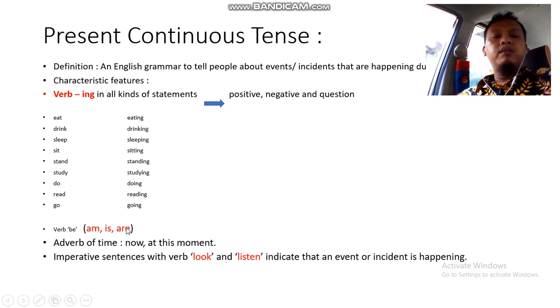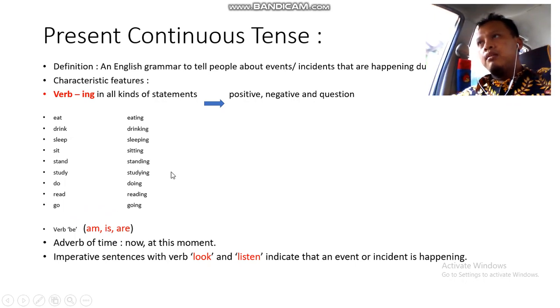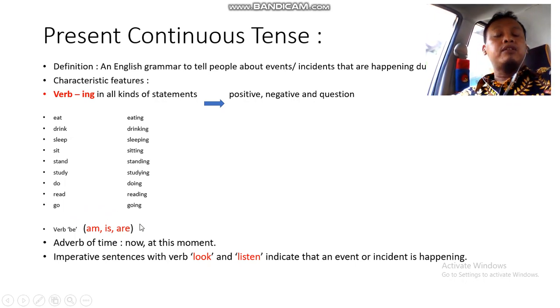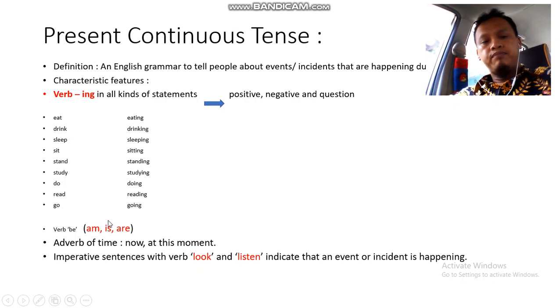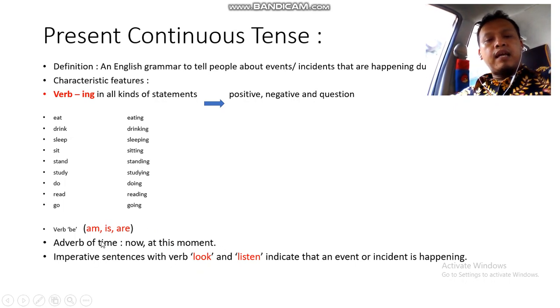Then there should be verb be, present verb of be: am, is, are, placed based on the subjects. I am, he is, she is, it is, they are, we are, you are. And then there should be an adverb of time: now, or at this moment.